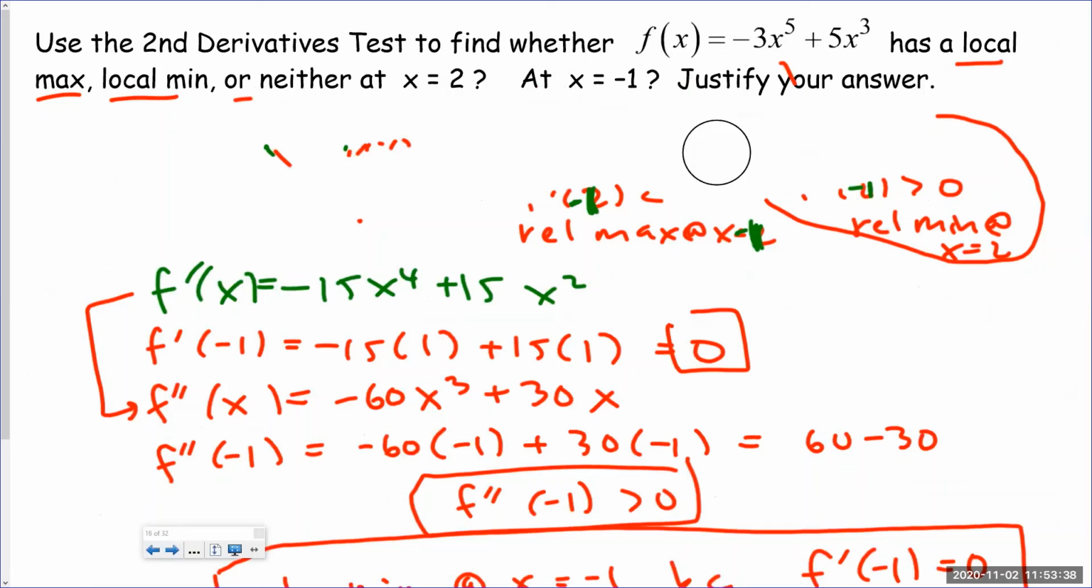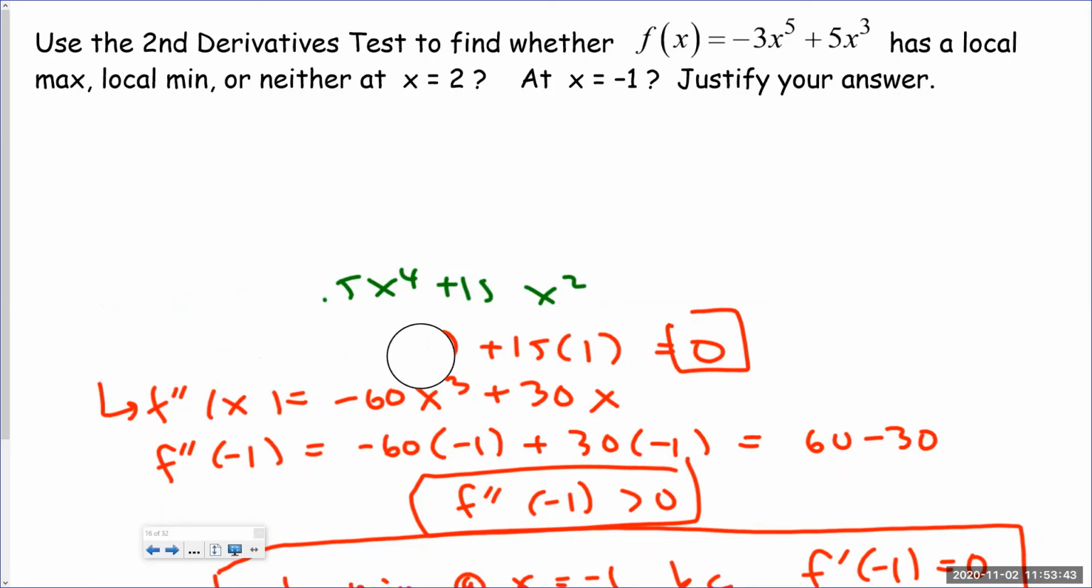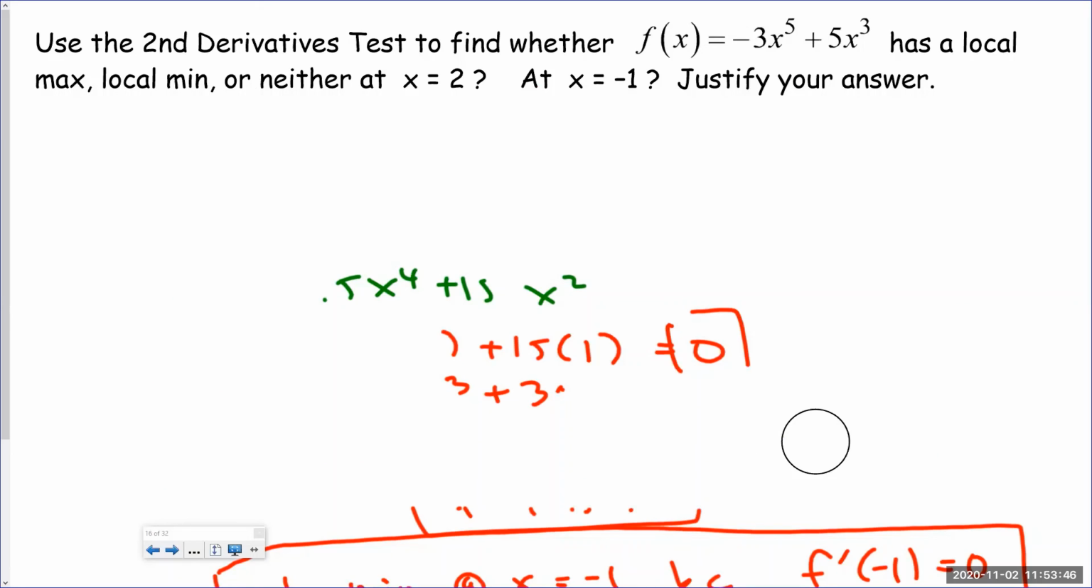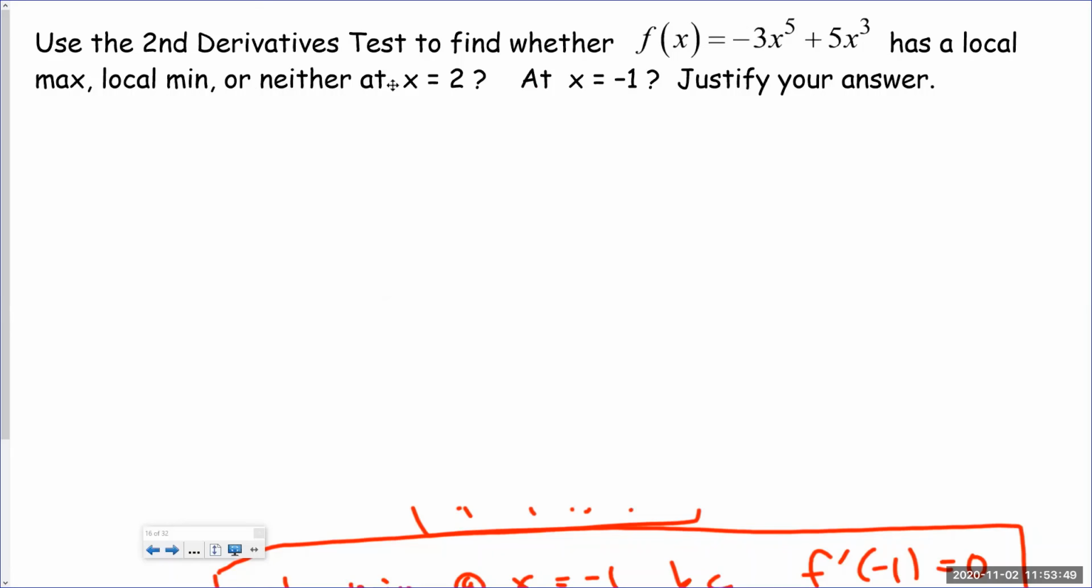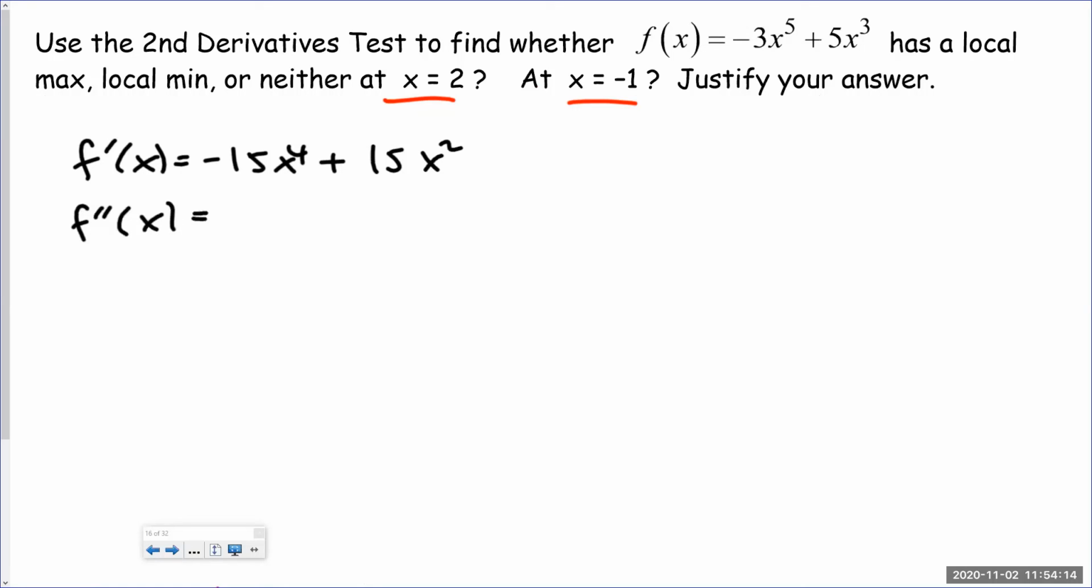So the second question really is the exact same problem, but now they're saying you don't have to find the critical points yourself. We're going to give you some points to test, and this is really where the second derivative test is useful. What's happening at x equals 2? What's happening at x equals negative 1? You don't have to go find those points. So you take the first derivative, which is negative 15x^4 plus 15x squared, and the second derivative, which is negative 60x cubed plus 30x. And you just plug in.